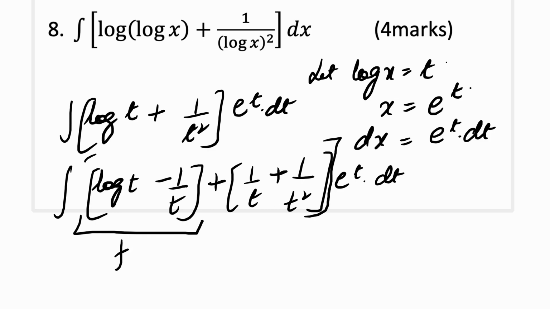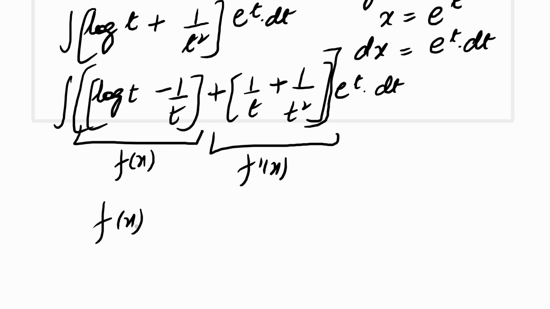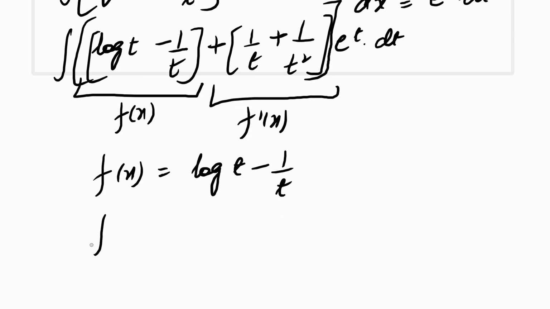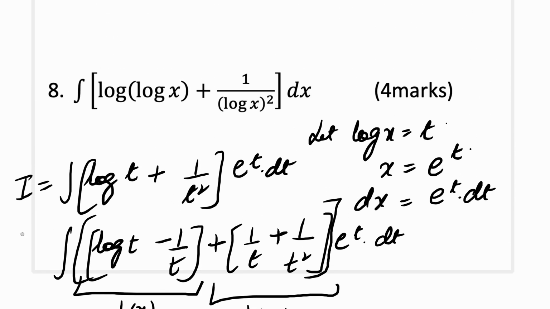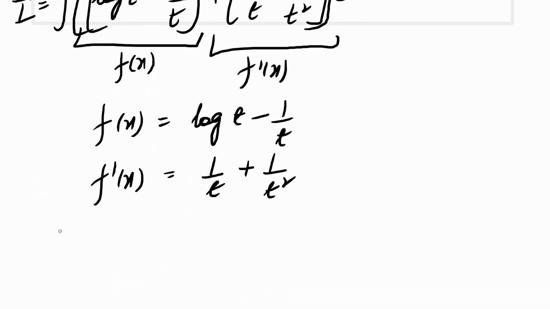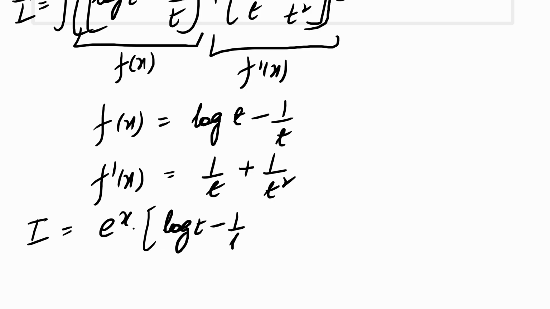Now you can see again, this is f x, and this is f dash x. I will show it to you. If I say f x is equal to log t minus 1 by t, and if I differentiate it, f dash x will be 1 upon t plus 1 upon t square. This is f dash x. Okay, so if I take this as I, then my I will be e to the power x f x. Now f x is log t minus 1 by t plus c.